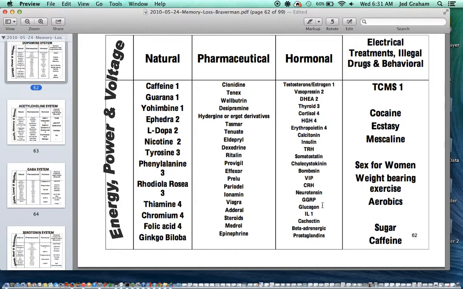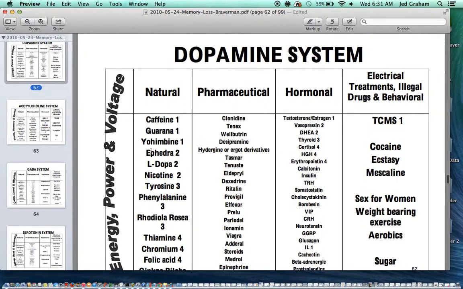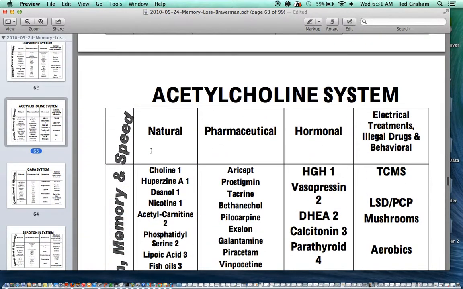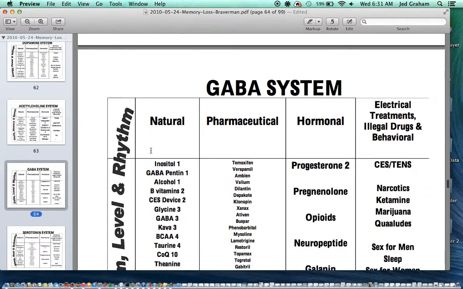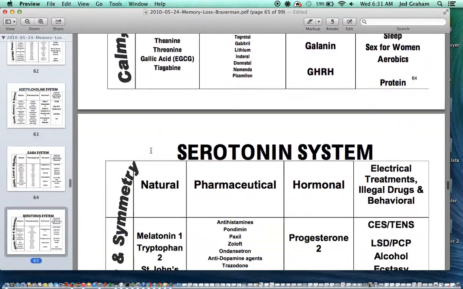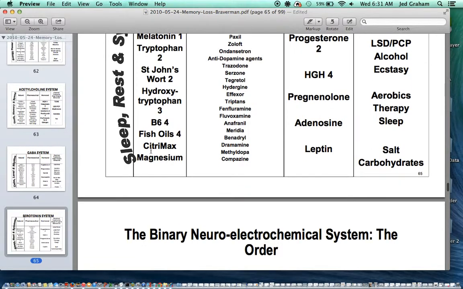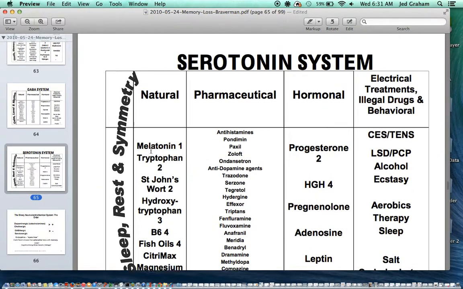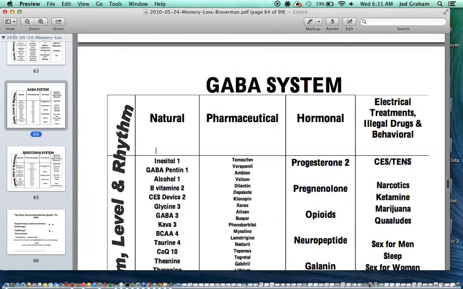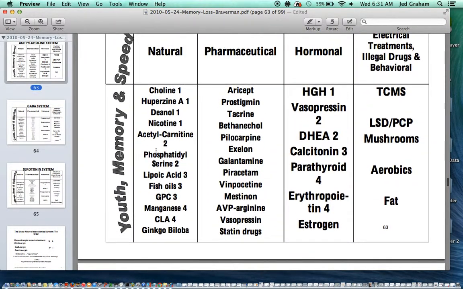So once again, the dopamine system, we see this. I want to get down into where we have the Synthroid, because I think we have that. Oh, actually, we're not seeing Synthroid in here. Well, in any event, you can see how confusing this can get.